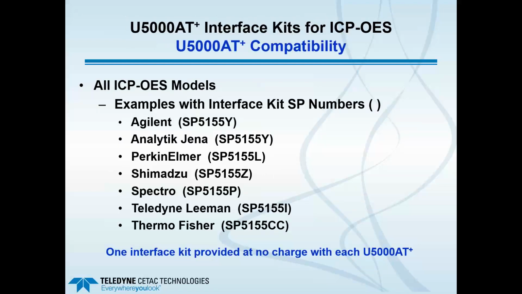A common question then is interfacing to a host ICP-OES. We have interface kits for all of the models that are currently on the market: Agilent, Analytik Jena, Perkin-Elmer, Shimadzu, Spectro, Teledyne Leeman, Thermo Fisher. These are all available. So one interface kit is provided at no charge with each U5000 AT+. You would simply need to specify which model ICP you have, and then the correct kit could then be sourced and placed with the shipment.